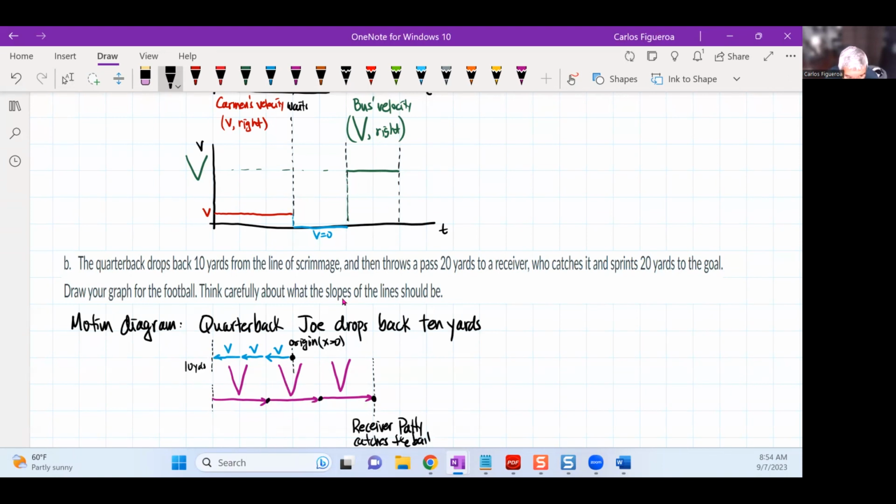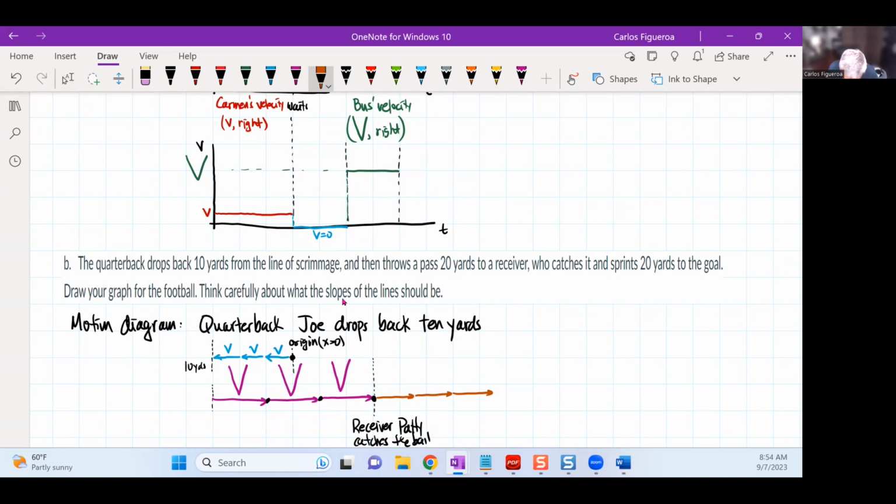So now what do I expect? Patty now starts running, but we would expect that Patty is not as fast as the ball was thrown, but it should be faster than quarterback Joe going back. So then if I look at this, I'm going to say that now Patty is running this fast, and it goes all the way, I guess, and scores a goal, 20 yards.